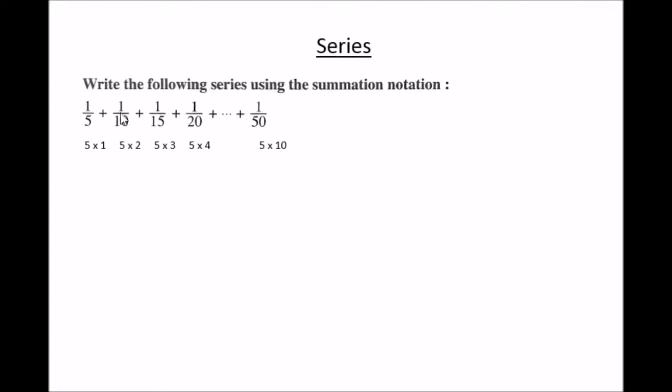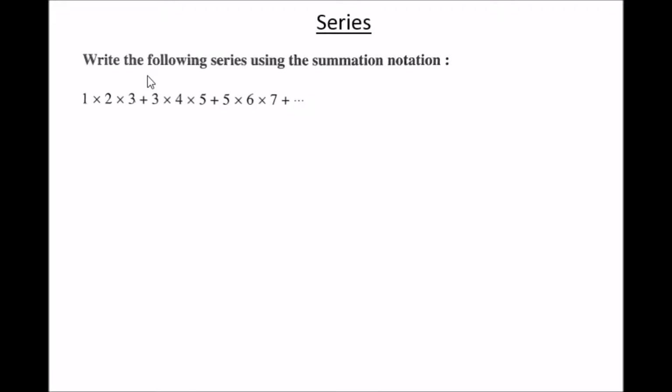Here we have 5 and the order is 1, so assume 5 times 1. Here we have 10 and the order is 2, so assume 5 times 2. Here 15, so 5 times 3, and here 20, so 5 times 4. It works. Here we have 1 over 50, so 5 times 10. Now it's clear that each term is 1 over 5 times the order of the term, so 1 over 5r. The last denominator is 5 times 10, so n is 10. So the summation notation is sigma from r equals 1 to 10 of 1 over 5r.